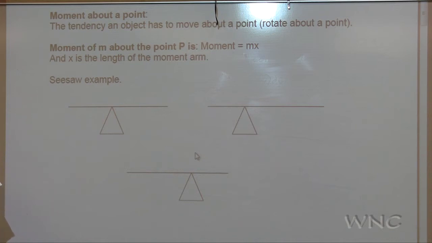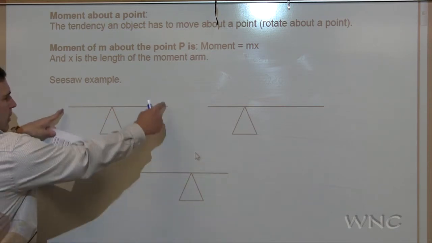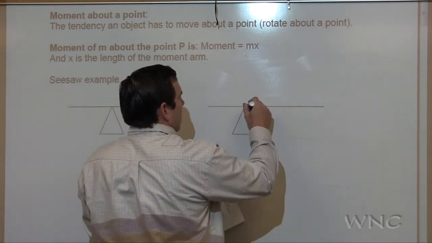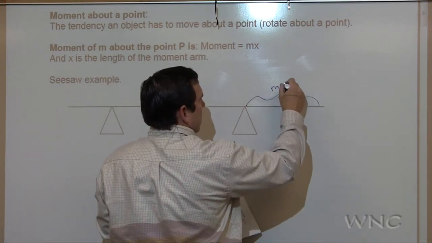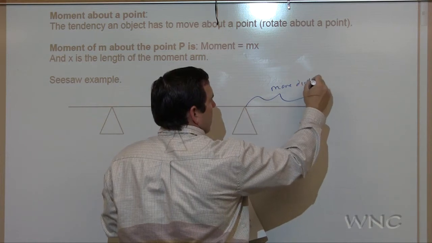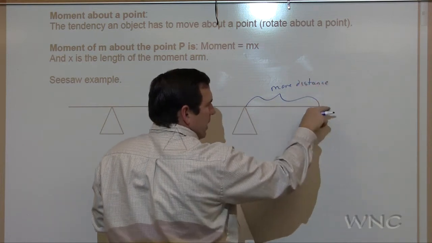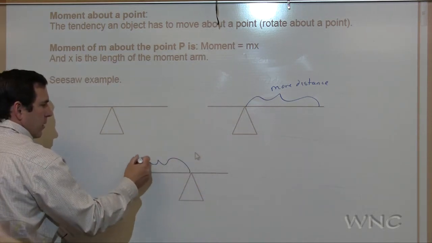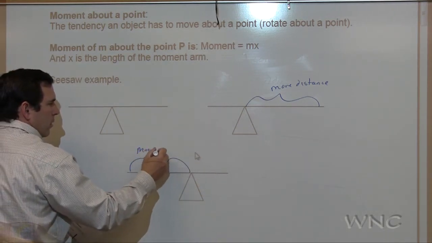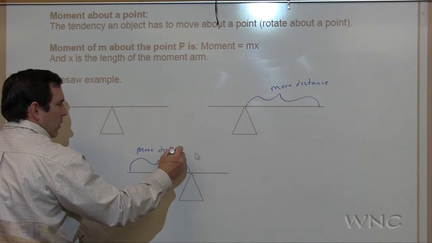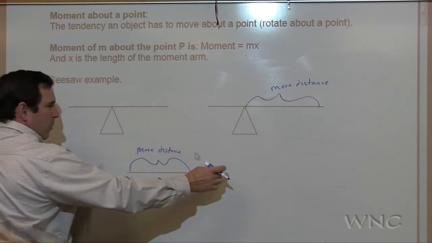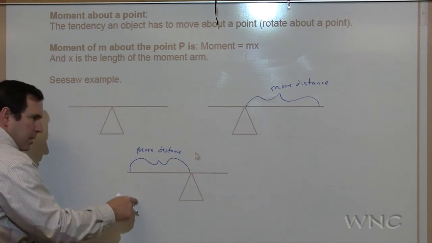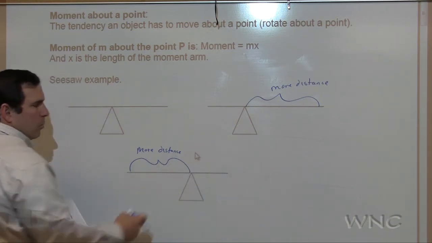So the seesaw example. Here it's pretty balanced. Over here, there's more distance, so you'd expect this side to come down. And in this case, there's more distance over here on the left side. So you'd expect, even if they're the same masses, this side to fall down. There's more of a tendency for this side to move down. This side would move up.